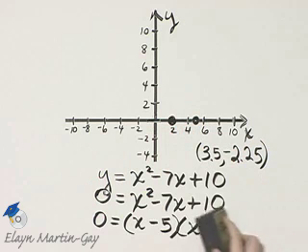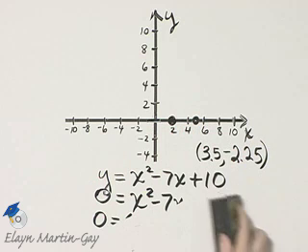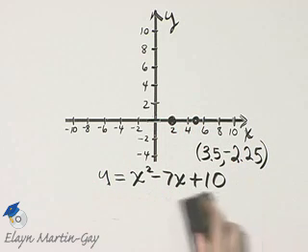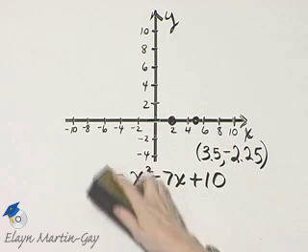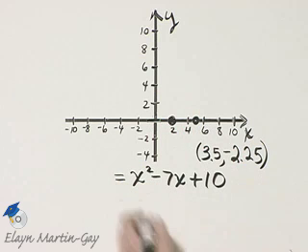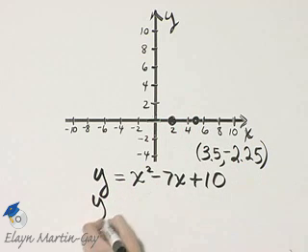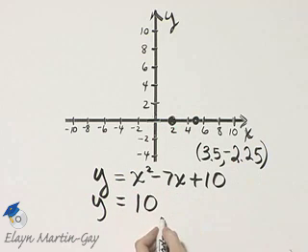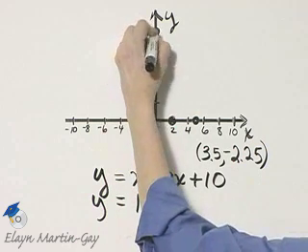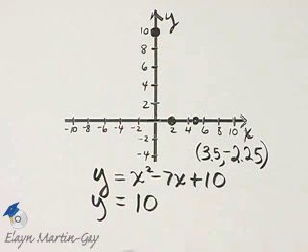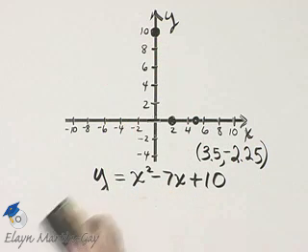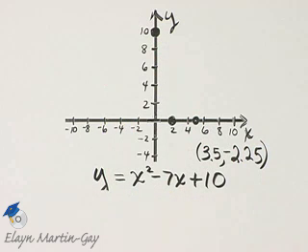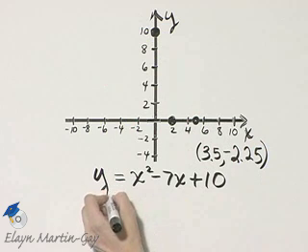How do you find y-intercepts? You find y-intercepts by letting x be 0. So if I go through and I let x be 0, let's see what we get. I'd have y is equal to, this would be 0, this would be 0, and y would be 10. So our y-intercept is 10. Let's plot all of this along with our vertex, and that should be enough to graph our parabola.